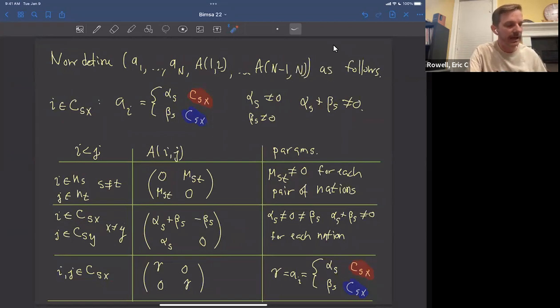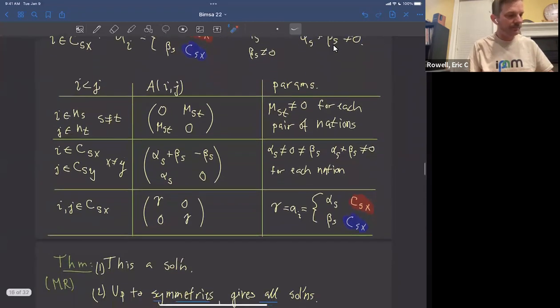Well, then it's this diagonal, a scalar multiple of the identity, gamma. And here gamma takes on two possible values, depending on the color of the county SX. It's either alpha S or beta S, depending on if it's red or blue. So notice it's exactly the same as this scalar here. Okay. So this is a construction.